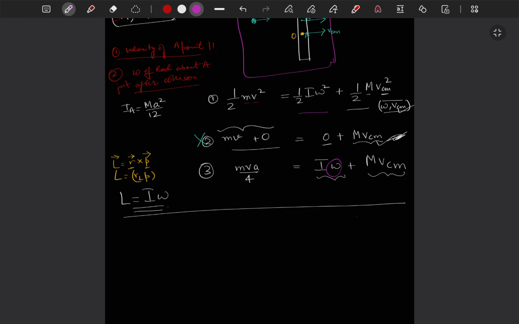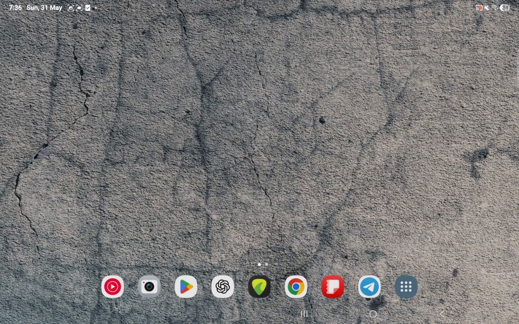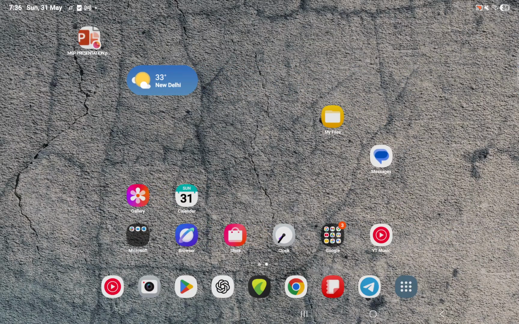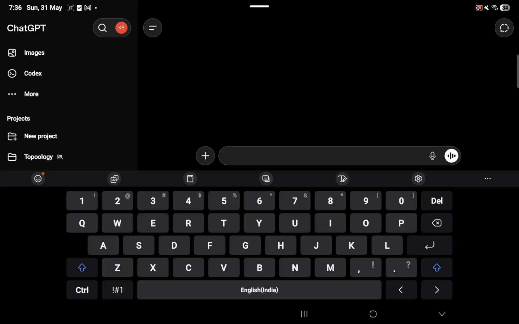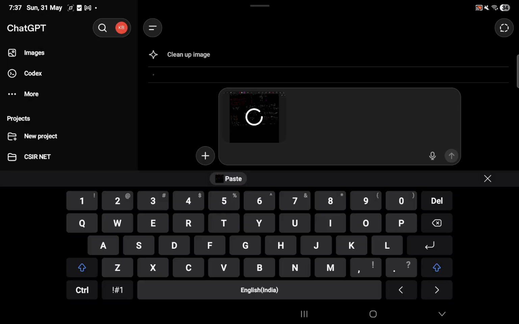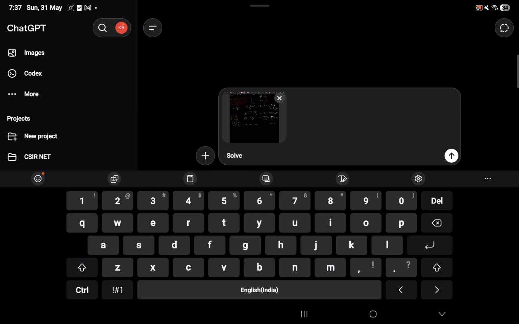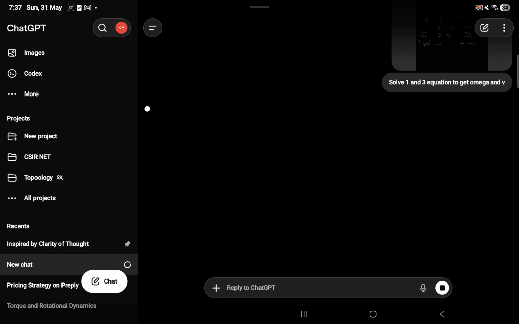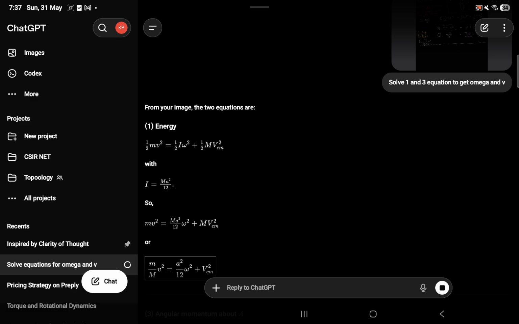So I guess I can get an answer. Let me just see that do I get a correct answer using this. Let us use AI and then solve 1 and 3 equation to get omega and v. I can do it, but let's just see कि will it lead us to something.